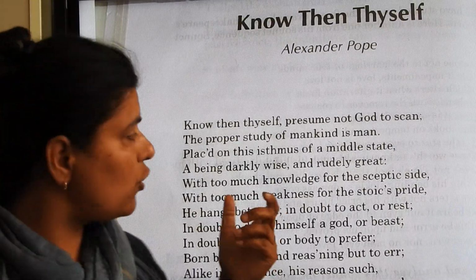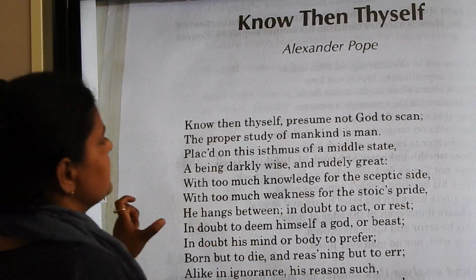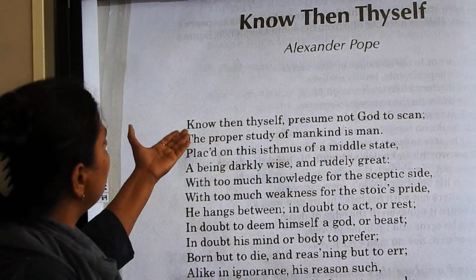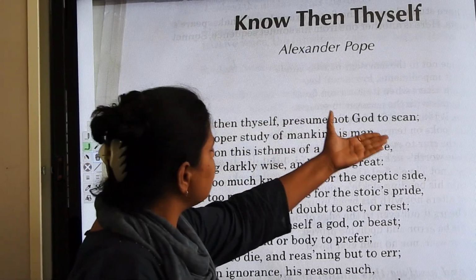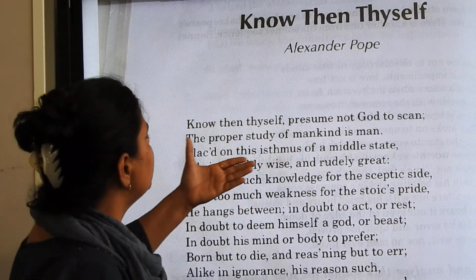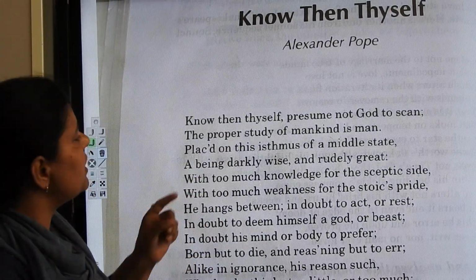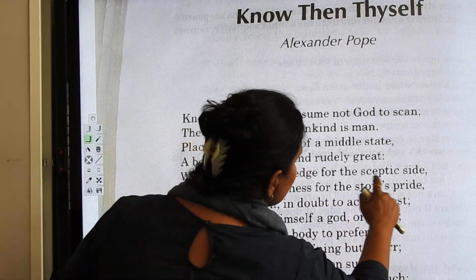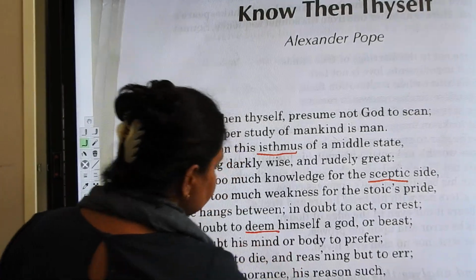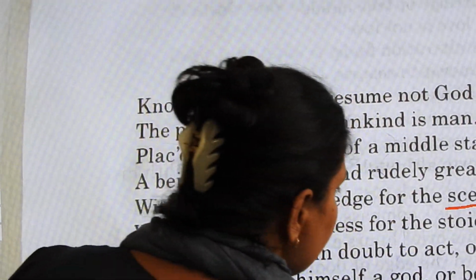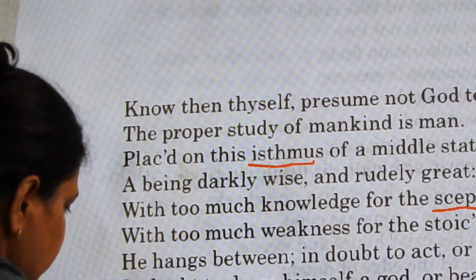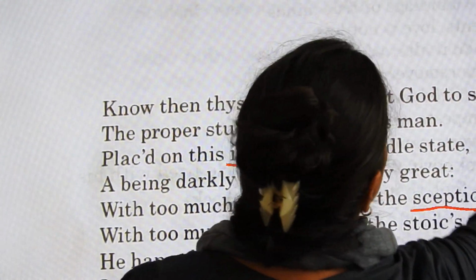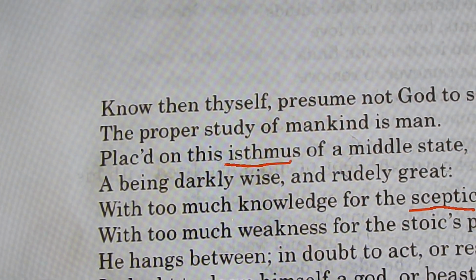First, you should look upon the major words that you are familiar with. There are easy words: know, scan, study, mankind, man. But when we come across words like isthmus, skeptic, deem, err, and even in this case, if I have to take, thyself. Why have I marked these words?